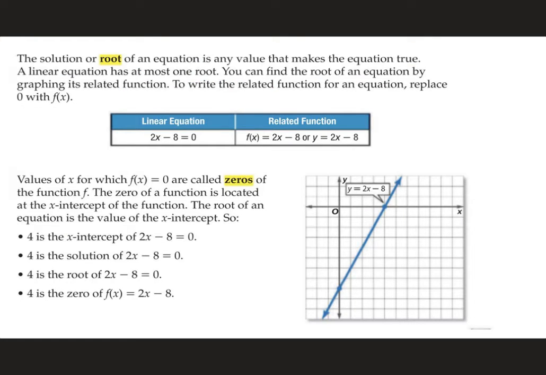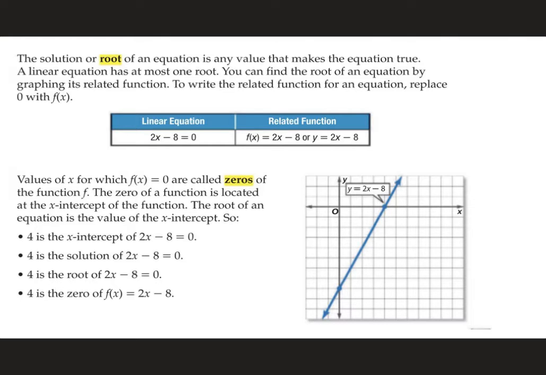So when we actually graph equations, we can actually solve them. It's not necessary to actually solve for x. If you can graph it, then you'll know what the answers will be. And this is known as a root. The root is basically what would make the equation true. So a linear equation, because it's just one line, will only have one root. And you can find the root of an equation by graphing its function.